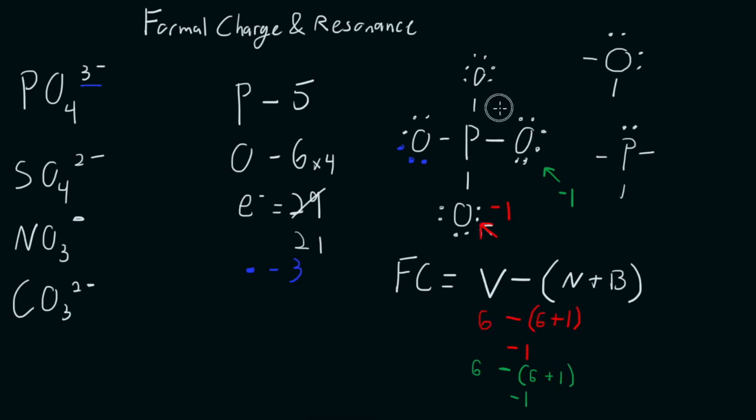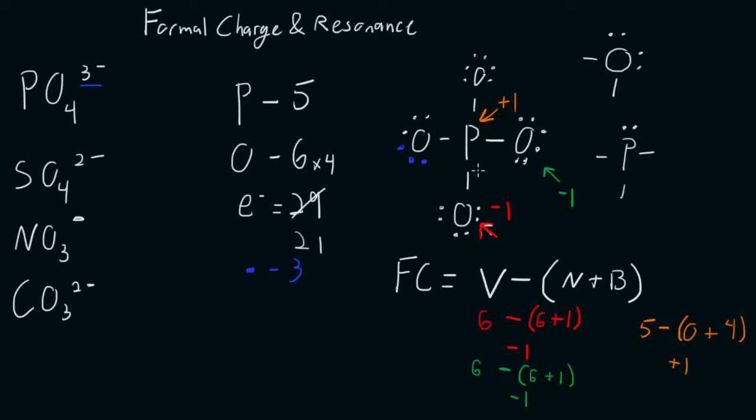How about this phosphorus? What is that one going to have? You might be able to calculate this on your own. In fact, you probably should. So let's take our valence electrons here. That would be 5. It started out with 5 valence electrons minus the number of non-bonding electrons. So that's 0. Plus the number of bonds. Well, it's got 4 bonds. 5 minus 4 is +1. So this phosphorus has a +1.